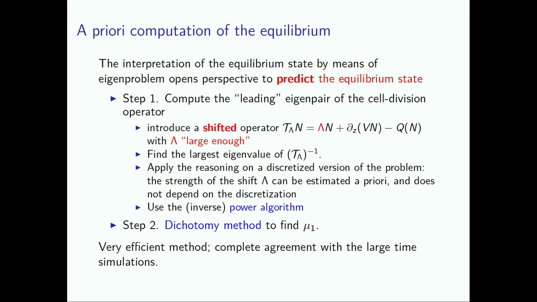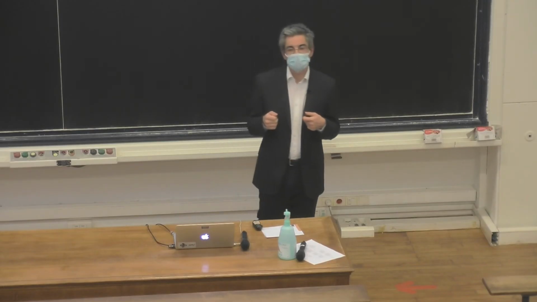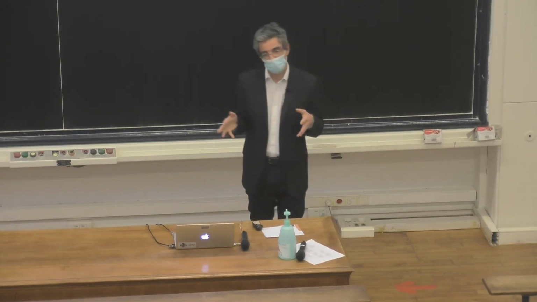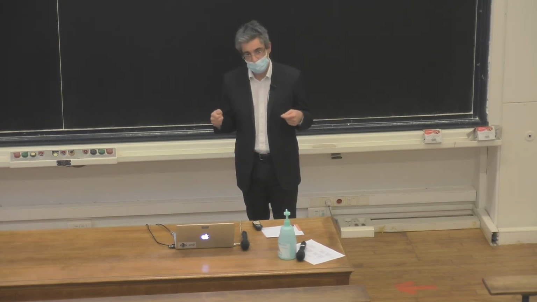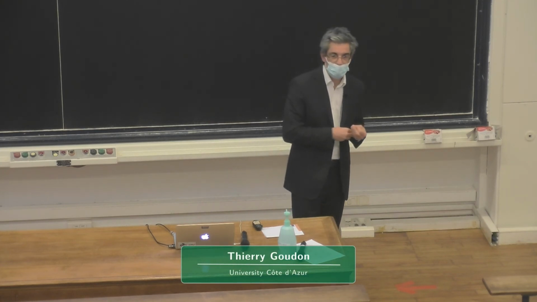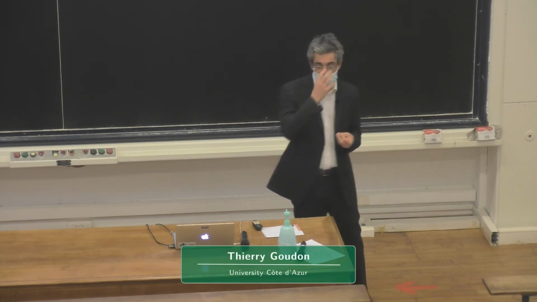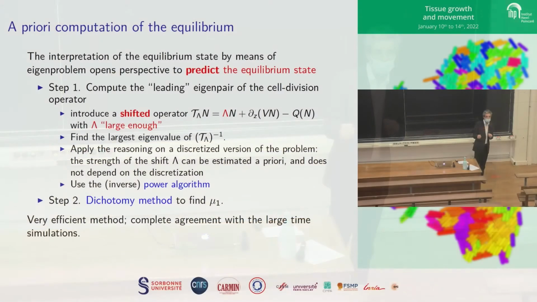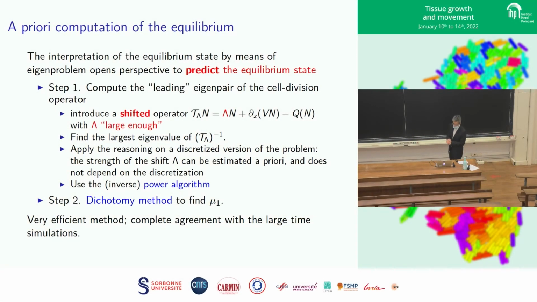Nevertheless, let's try to use what we understood about the model and try to focus on the property of the equilibrium state. Because we have this interpretation of the equilibrium state by means of an eigenvalue problem, we can perform some computation by using this viewpoint, avoiding the simulation of the time evolution problem. Okay, and we can predict what will be the equilibrium state from scratch. So the idea is the following. We compute the eigenpair for the cell division operator, the eigenpair we are interested in.